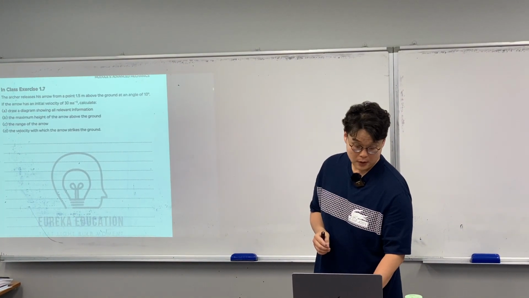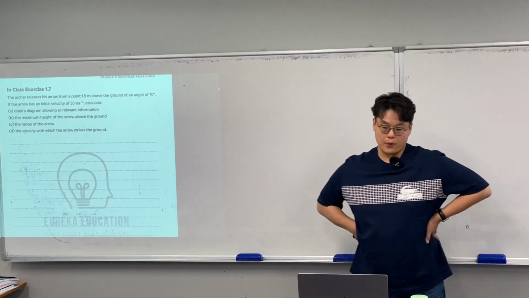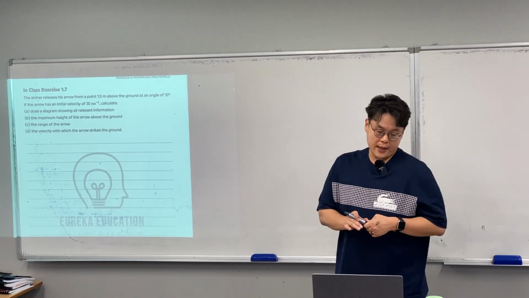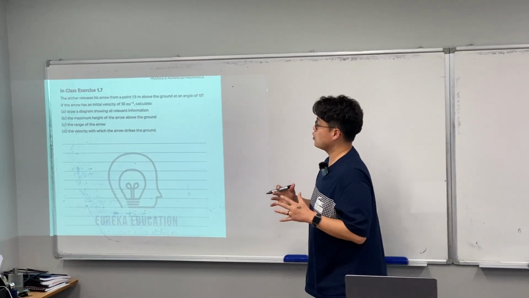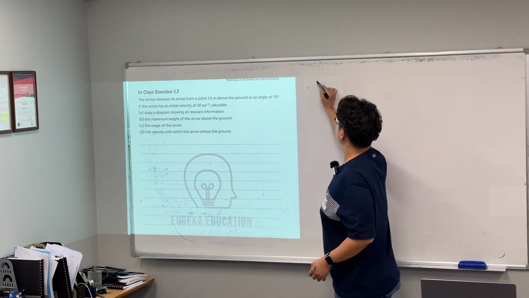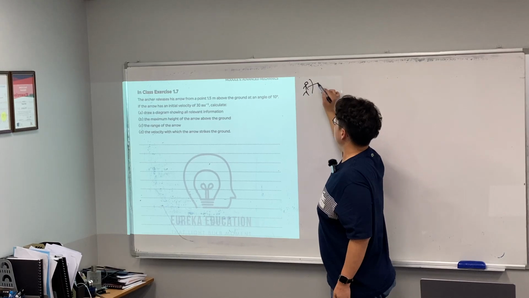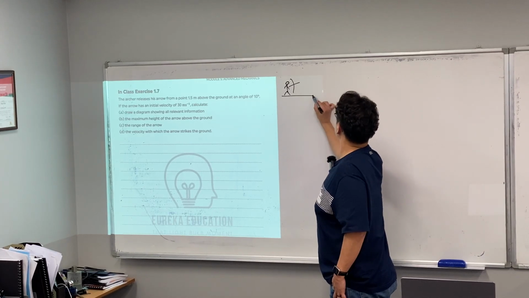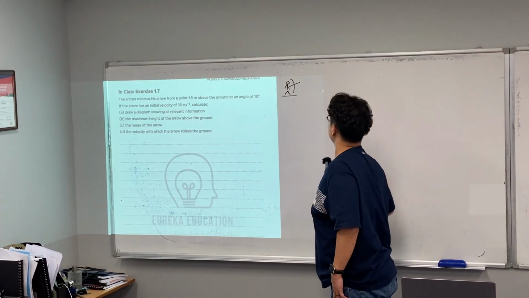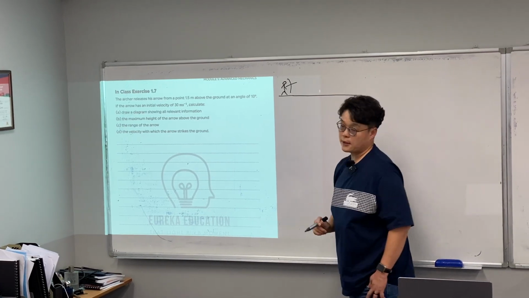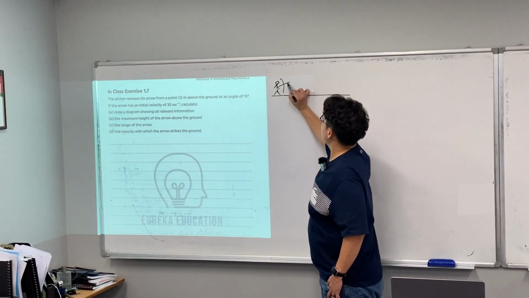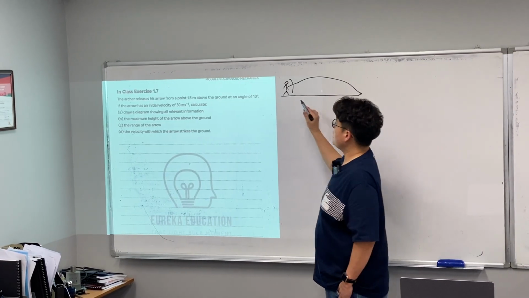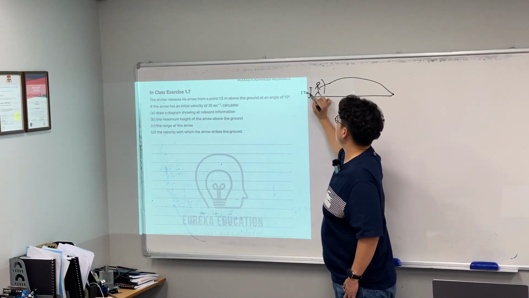So it's given: the archer releases his arrow from a point 1.5 meters above the ground at an angle of 10 degrees, and the arrow has an initial velocity of 30 meters per second. Let's draw that diagram. We have an archer, and the arrow is launched and makes a projectile motion like this. Note that it's 1.5 meters above the ground.